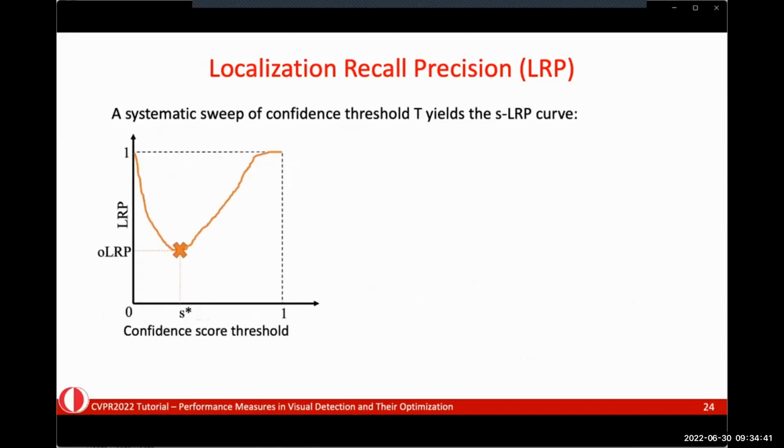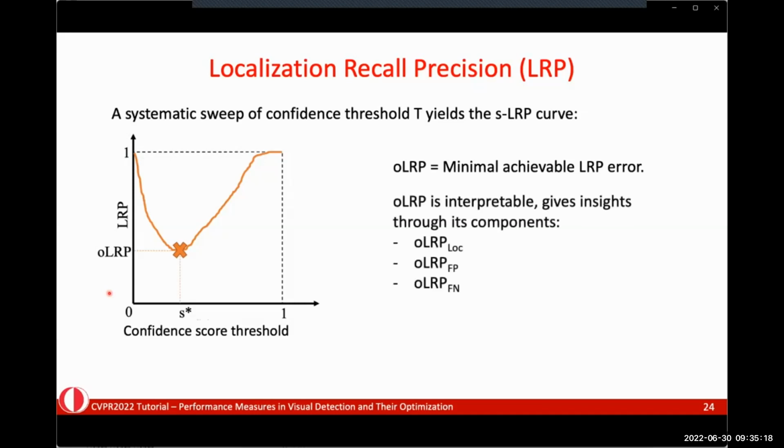So far, we have seen the computation of LRP for just one specific confidence threshold T. A systematic sweep of confidence threshold T yields this curve. It's called the SLRP curve. On the x-axis, we have the confidence score thresholds, and on the y-axis, we have the LRP values. We call the minima in this curve as optimal LRP, or OLRP for short. It represents minimal achievable LRP error, and this point represents the overall performance of a visual detector.